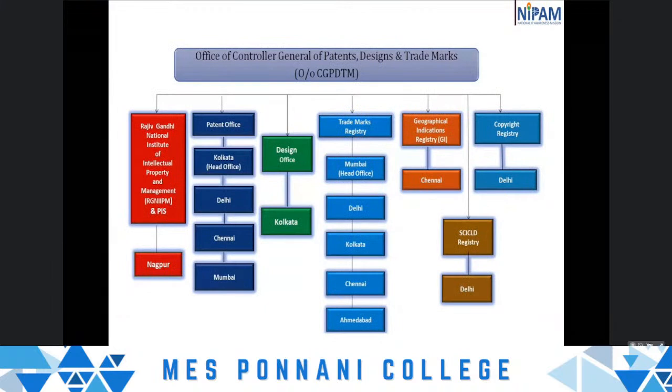So this is basically a chart which shows the different offices. These are all the branch offices of the Intellectual Property Office. You can see that patents can be registered in any of the four offices: Kolkata, Delhi, Chennai, Mumbai. However, the design office is located in Kolkata only. Then the trademark registry is also located in all the four offices, along with that, in Ahmedabad also. Now, the geographical indication registry is located in Chennai. SICLD and copyright registries are located in Delhi.